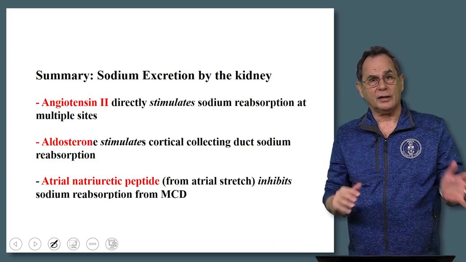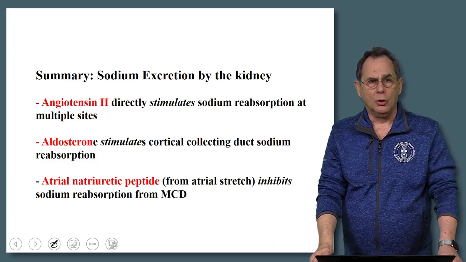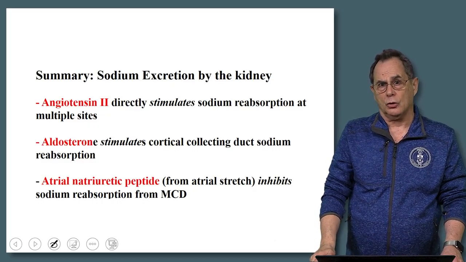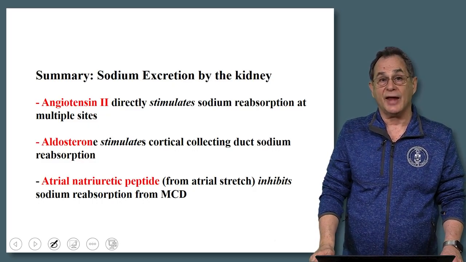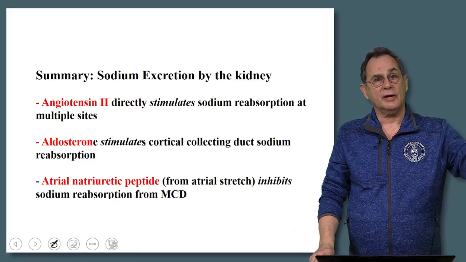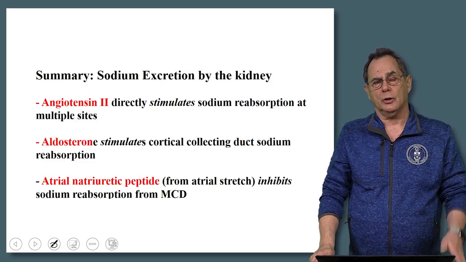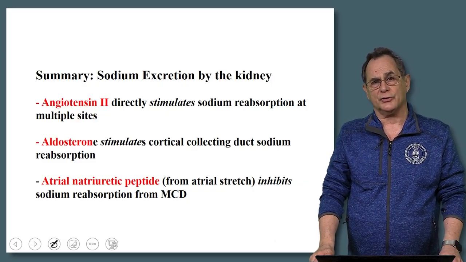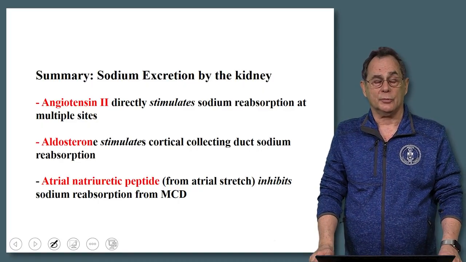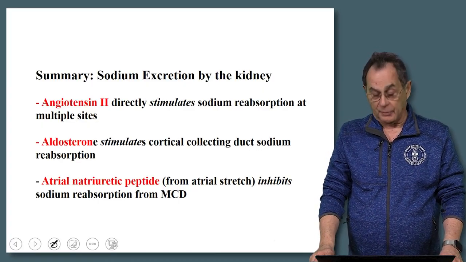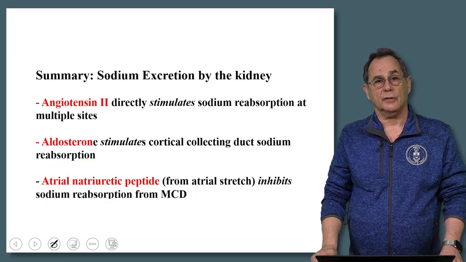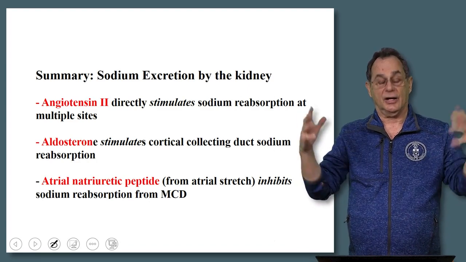Angiotensin II directly stimulates sodium reabsorption in multiple sites along the nephron. Aldosterone stimulates cortical collecting duct sodium reabsorption, and it's a downstream consequence of increased angiotensin II. And the other side of the coin, atrial natriuretic peptide, derived from stretch receptor cells in the atrium, inhibits sodium reabsorption from the medullary collecting duct and serves to excrete an excess of sodium if indeed the atria are stretched.